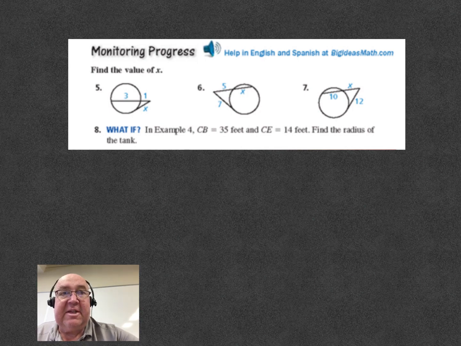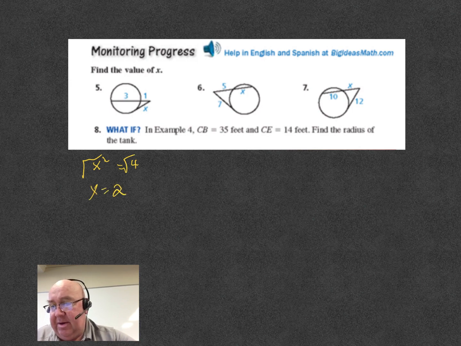Lastly, a few problems here. We have 5 is going to be x times x, so it's going to be x squared. It's going to be 1 times 4 is equal to 4. Take the square root of that, and we get x is equal to 2.